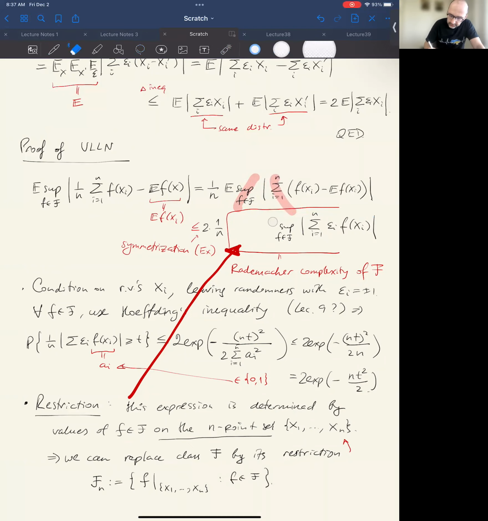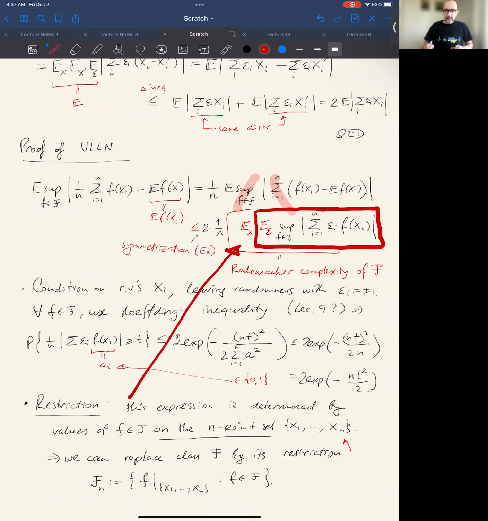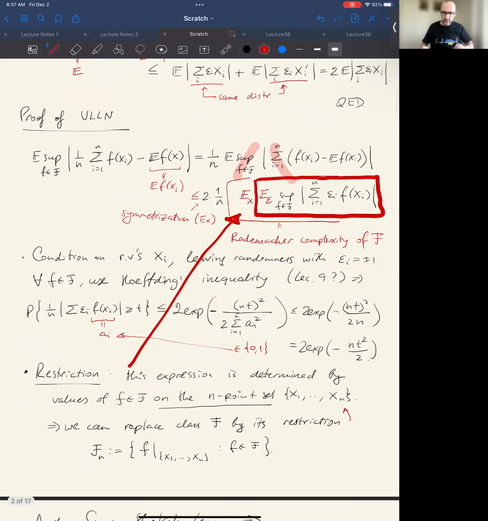I would write it something like this: expected value with respect to epsilon, expected value with respect to x, like this. And what we're doing now in the body of the proof, we're just bounding this for a fixed x. If we can bound it for a fixed x by some number, then of course the expected value with respect to x will also be bounded by the same number. So that's what we're doing. Yeah, these are very good questions to clarify that.